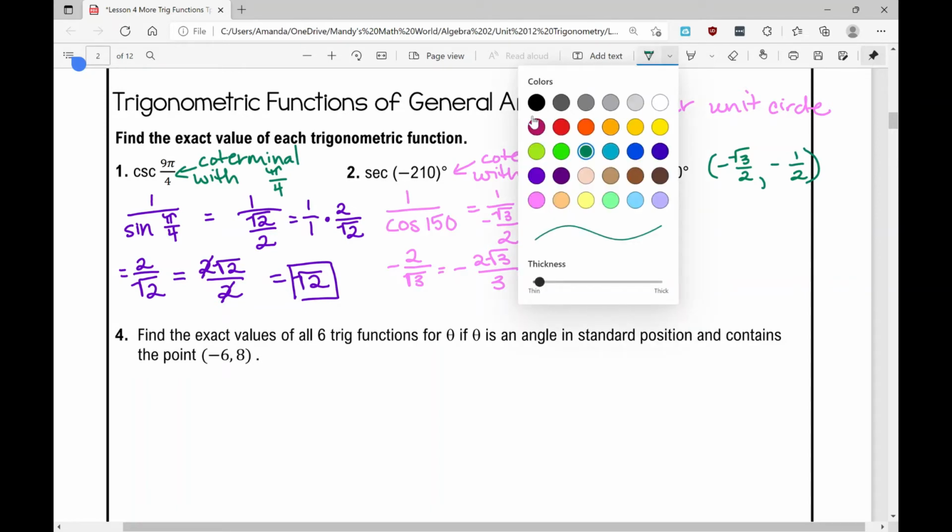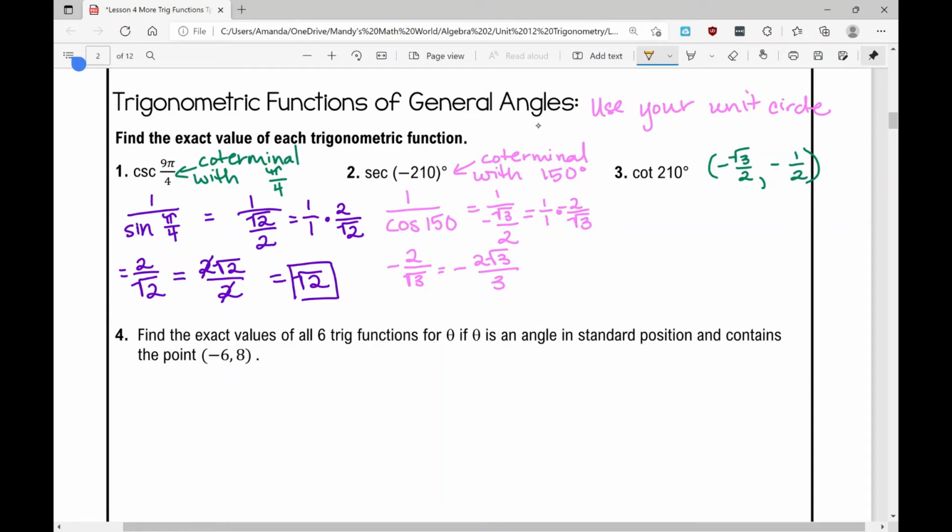The cotangent is going to be x over y, which is negative square root of 3 over 2 divided by negative 1/2. That's the same thing as negative square root of 3 over 2 times, and then I've got to flip it, negative 2 over 1. And now we're just multiplying fractions, which in all honesty, is what I find to be really challenging with Algebra 2 students. It's where a lot of mistakes are made.